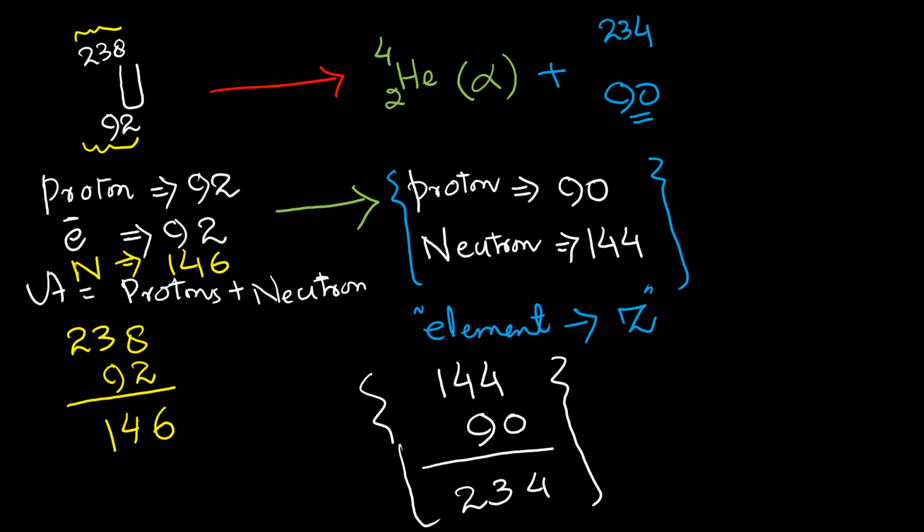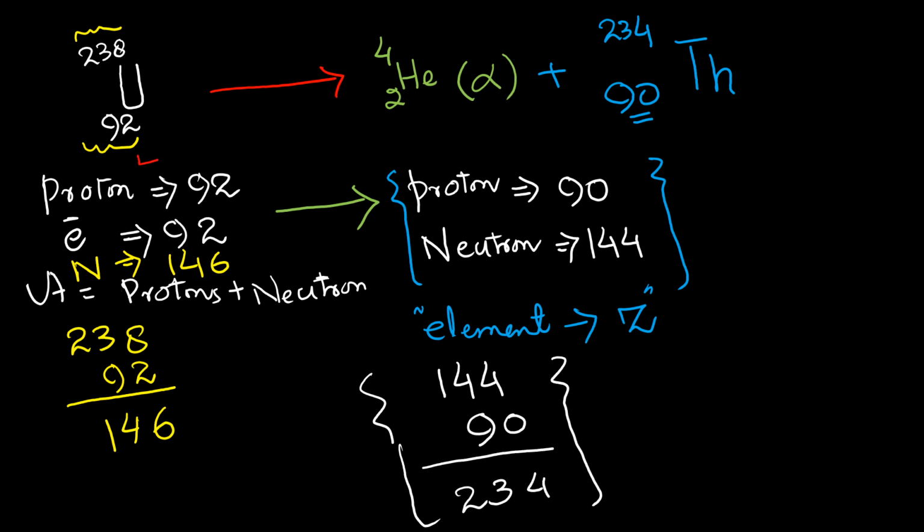So if we check the periodic table for which element has atomic number 90, we find that the decay of uranium by emitting an alpha particle forms a new element, thorium, having atomic number 90 and atomic weight 234. Now dear student, please keep in mind that the nuclear reaction during the formation of an alpha particle is always a balanced reaction.